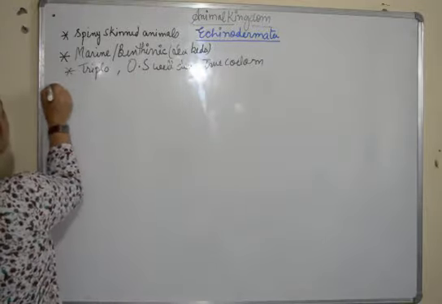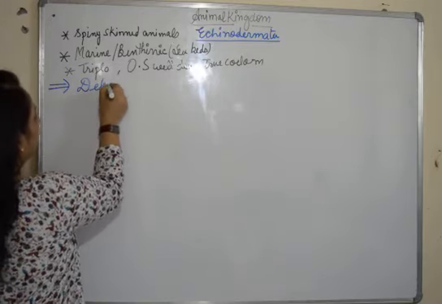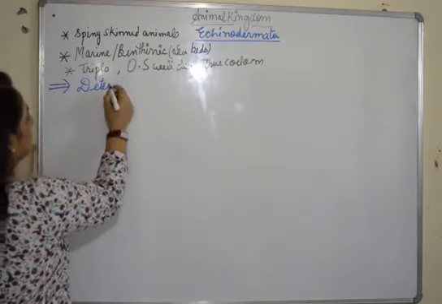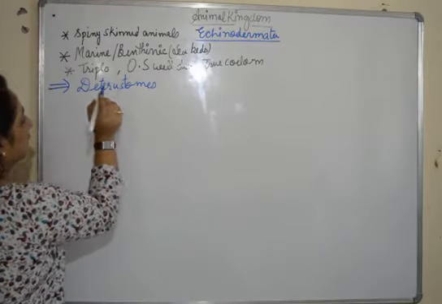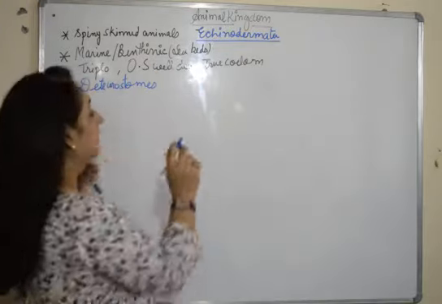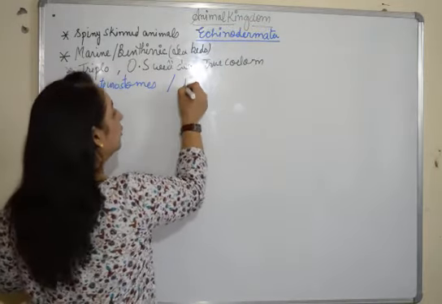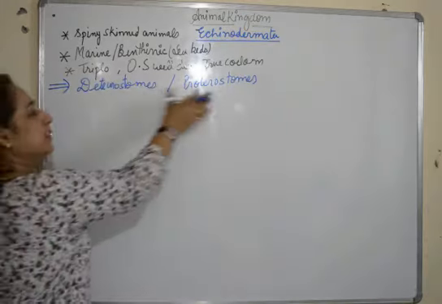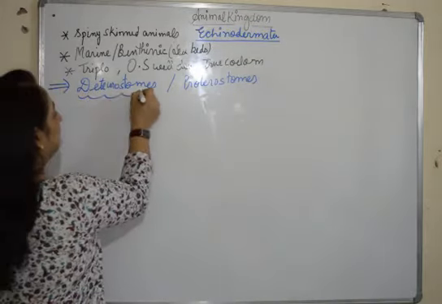There is a very important feature about echinoderms, that they are known as deuterostomes. I'll talk about the two terms first. There are organisms known as deuterostomes and known as protostomes. So deuterostomes and protostomes are two groups of organisms. Echinoderms fall under this category.